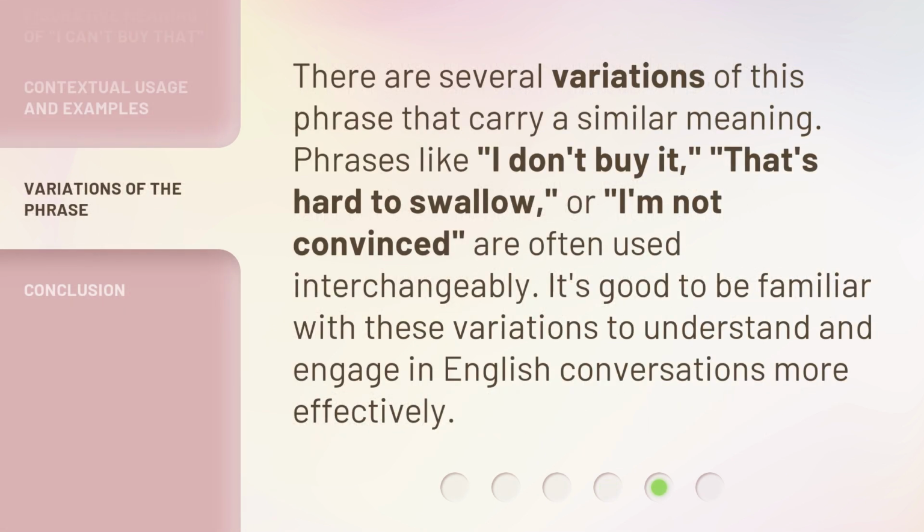There are several variations of this phrase that carry a similar meaning. Phrases like, "I don't buy it," "That's hard to swallow," or "I'm not convinced," are often used interchangeably. It's good to be familiar with these variations to understand and engage in English conversations more effectively.